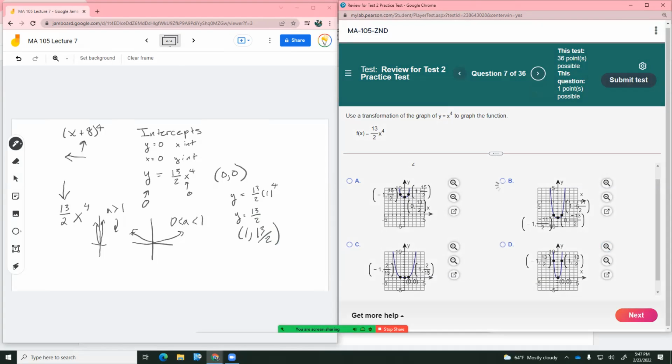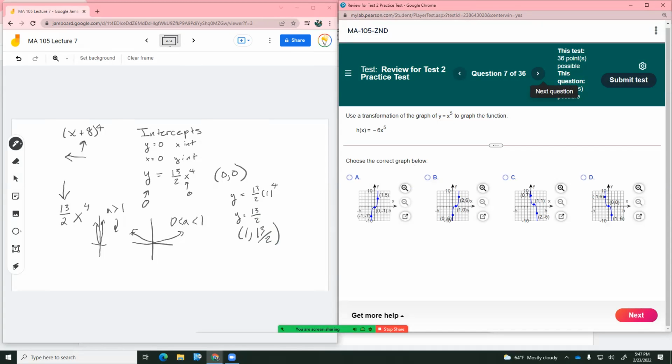Now the actual test only has 16 problems, I think, 16 or 19. I can't remember, but it's something like that. So don't freak out because there's 36 questions on the review. All right.